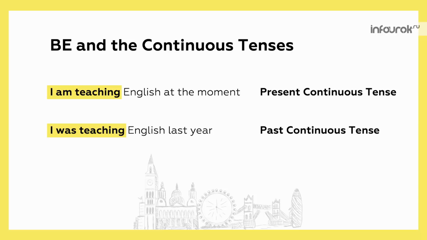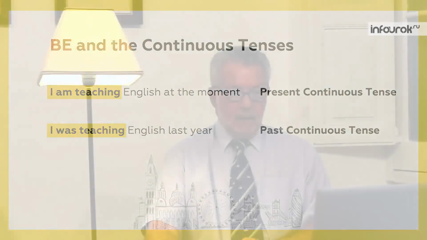Similarly, we can have the same model for the past. I was teaching English last year. So last year, between January and February, for example, I was teaching English in London. This describes an action that was going on in the past.